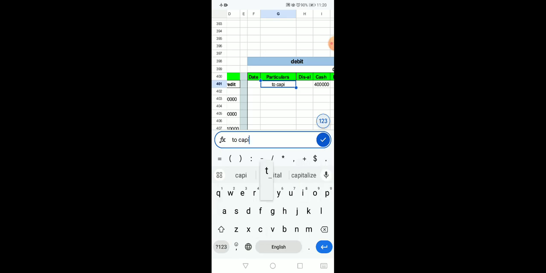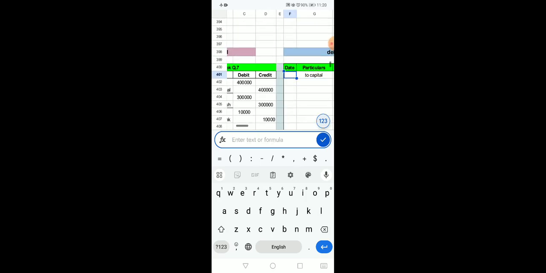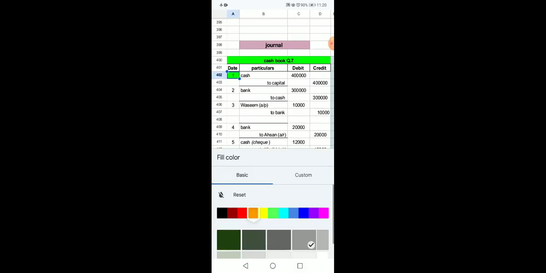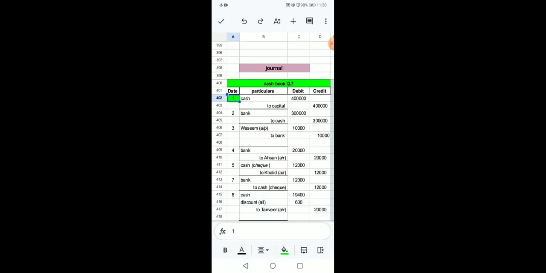Whatever is written on the opposite side would be written in particulars. And what is the date? You will mention the date over here as 1. In this way, the first entry has been completed. If an entry is completed, you will mark it as completed. We are just using a color which will show us that the entry has been completed.